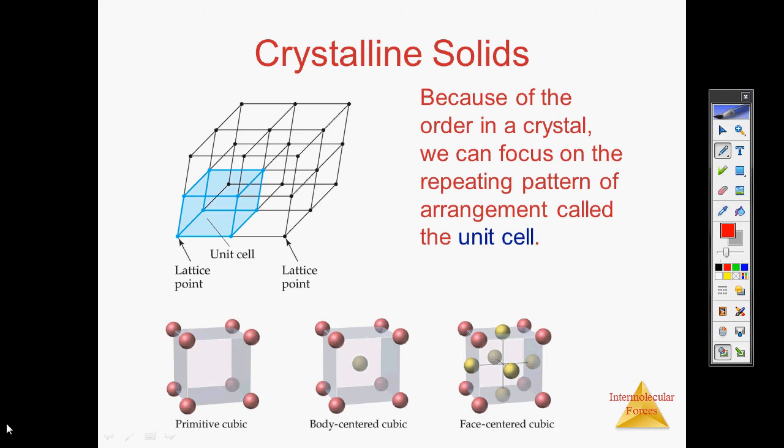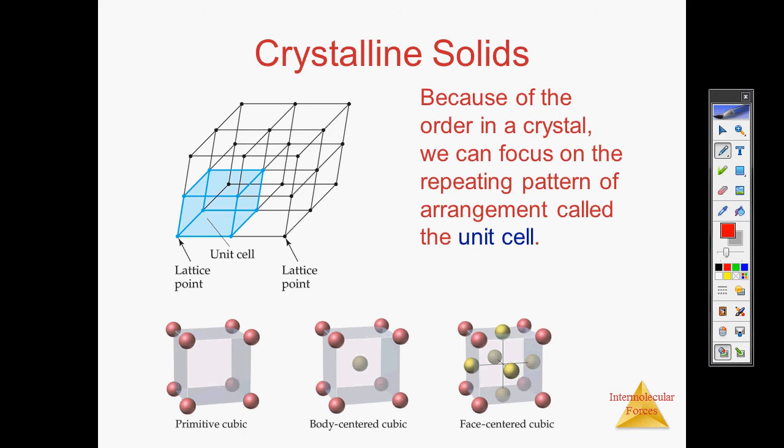Crystalline solid. Because of the order in a crystal, we can focus on a repeating pattern called a unit cell. Definitely have to know the definition of a unit cell. But after that, I wanted to expose you to those three: primitive cubic, body-centered cubic, and face-centered cubic.